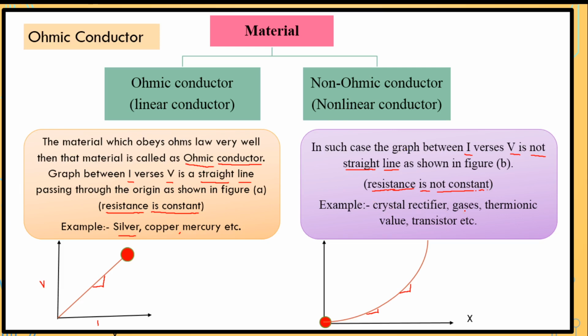Examples: crystal rectifier, gases, thermionic valves, transistor, vacuum diode, etc. In this way, we will get a curved graph. Resistance is not constant.